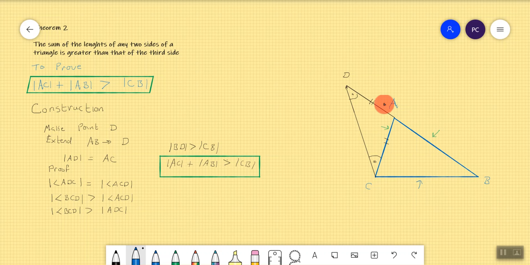And what is the side B to D? The side B to D is made up of the line segment B to A plus the line segment A to D. Because this smaller piece is equal in length to this piece here, we can also write this as B to A plus A to C. So therefore we can prove that A to C, this side here, plus A to B, has to be bigger than this side down here. So that's theorem 2, just proving that the sum of the lengths of any two sides of a triangle is greater than that of the third side.